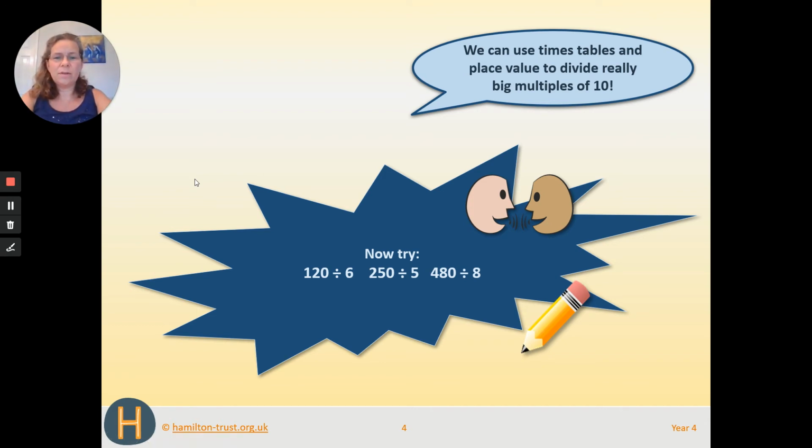Now you're going to try these ones. 120 divided by 6, 250 divided by 5, and 480 divided by 8. Use your times tables knowledge to work these out. 120 divided by 6, think about 12 divided by 6. For 250 divided by 5, think about 25 divided by 5. And for 480 divided by 8, think about 48 divided by 8. Now pause the video while you go and get your maths book or a piece of paper and a pencil and try them. When you've had a go, press play again and we'll check the answers together.